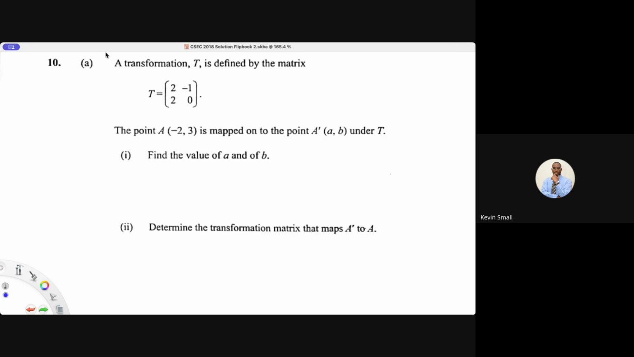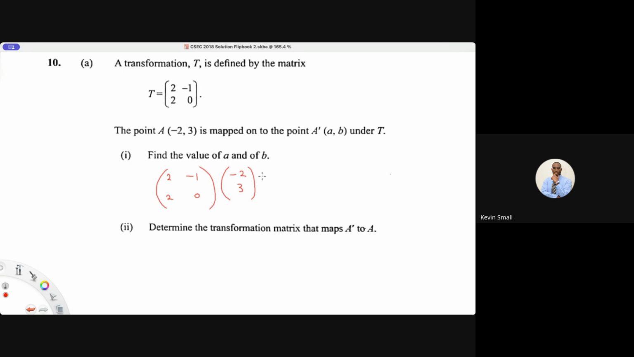And of course, we represent the point as a vector. So we don't put it as 2, 3 horizontally. We put it as 2, 3 vertically. So this is how you will set up the question. You will say 2, negative 1, 2, 0 is going to multiply this point here, negative 2, 3.